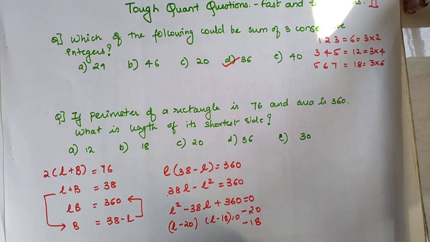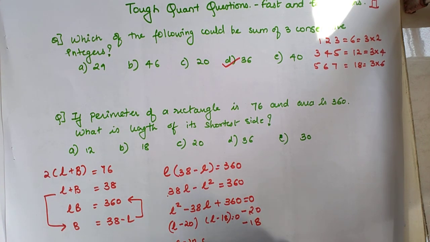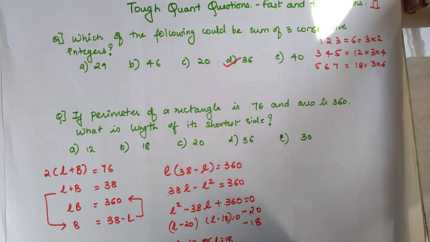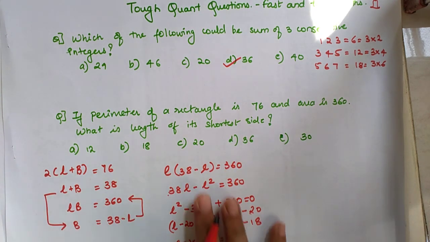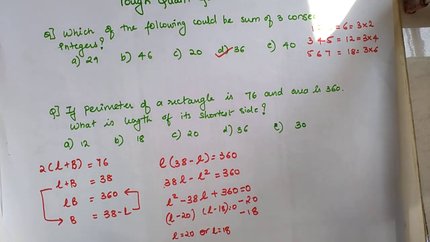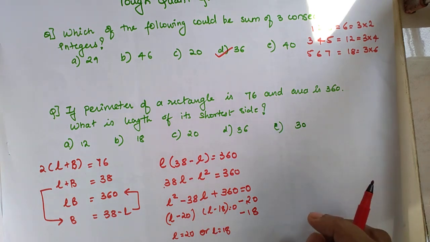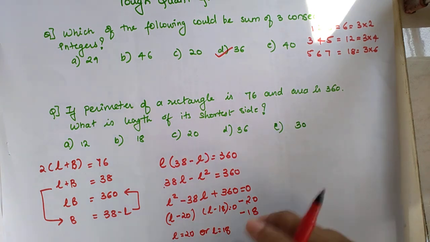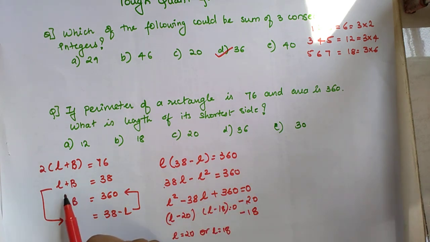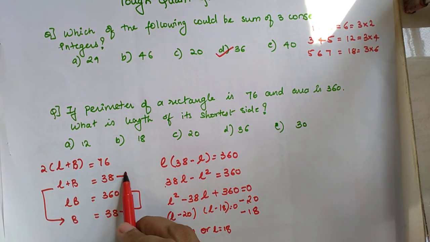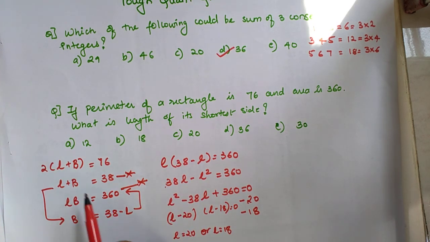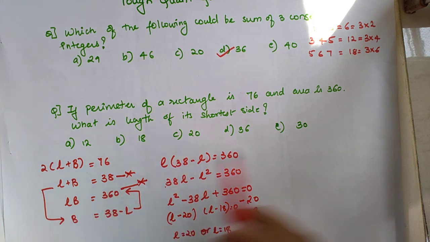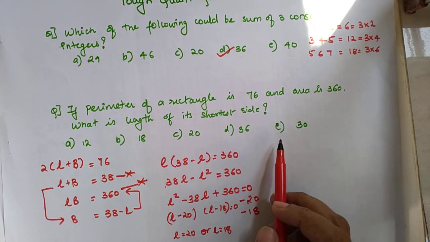Okay, so from this, can I say L is equal to 20 or L is equal to 18? And since I wanted the shortest side, my answer should be B. Okay, but I'm sure you must have noticed by this method we took a bit of time. So let's talk about the next method. The next method was, you just had to observe this equation and this equation. Now L plus B is 38.